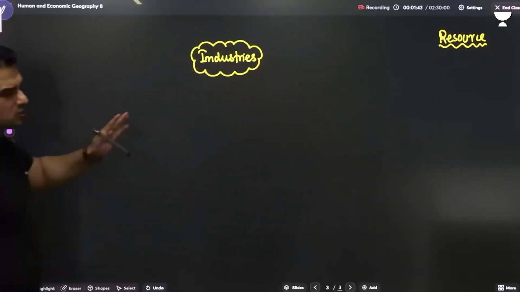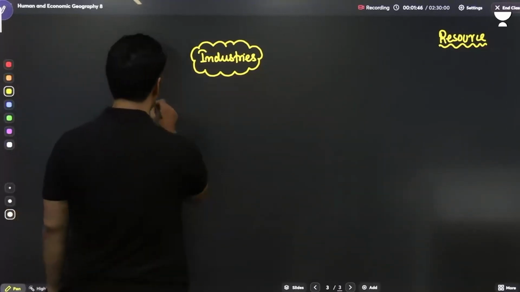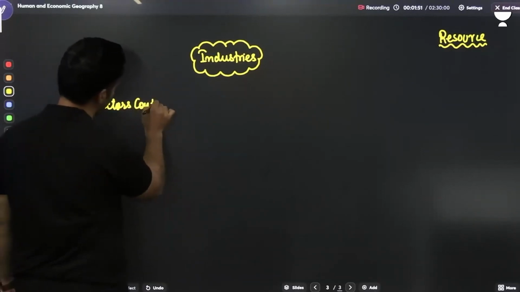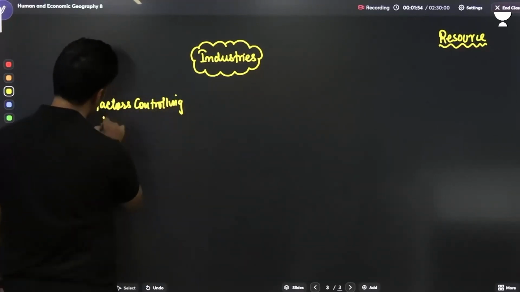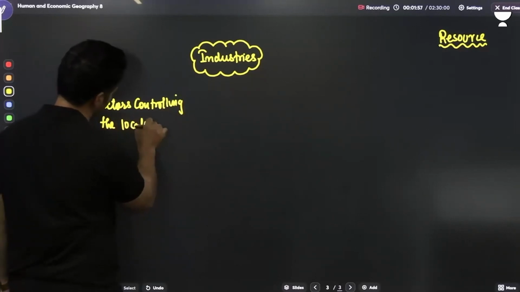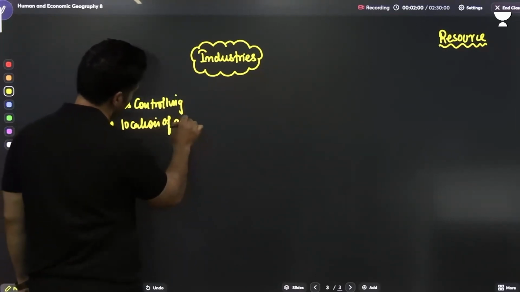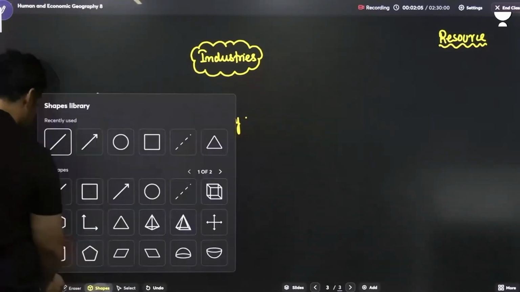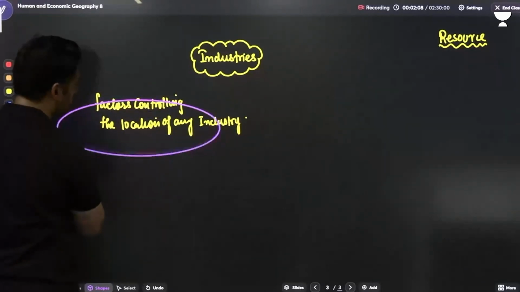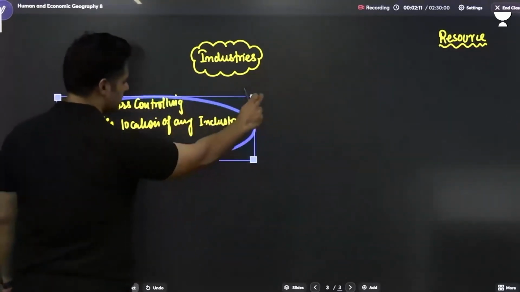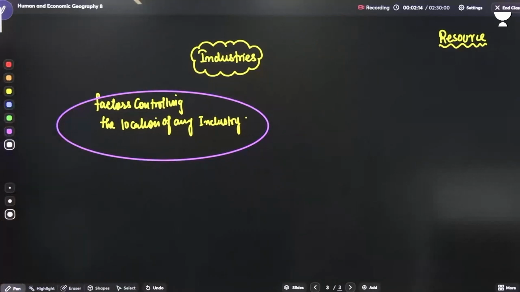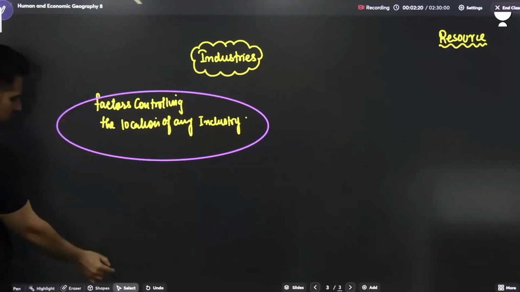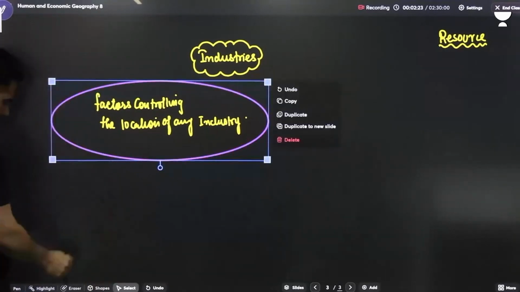But rather than going to those resources first, can you tell me what are the factors controlling or affecting the location of the industry? So can I say among these factors, some factors can be geographical, some factors can be non-geographical? Am I clear with this? Some factors can be geographical, some factors can be non-geographical. So if I have to divide those factors with respect to geographical and non-geographical, give me any examples.